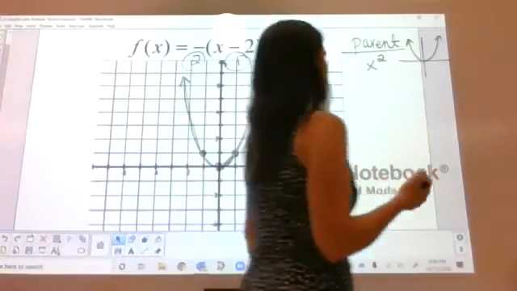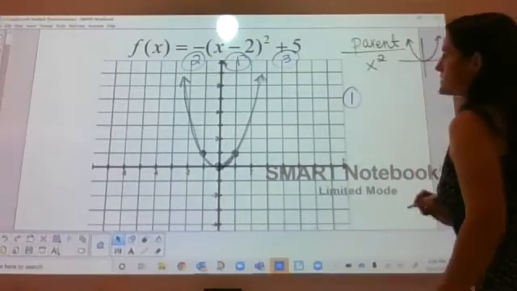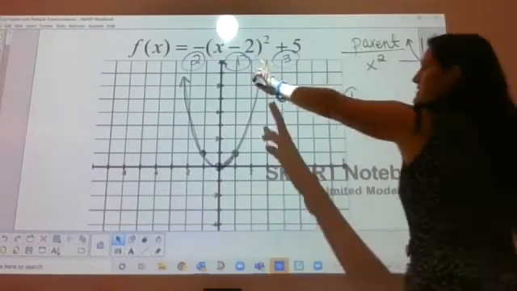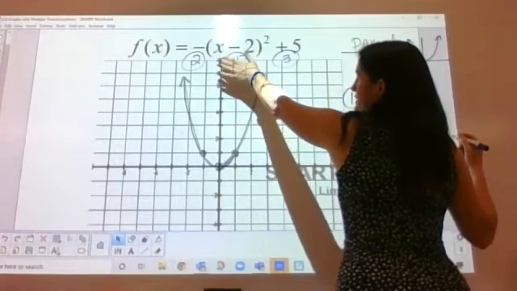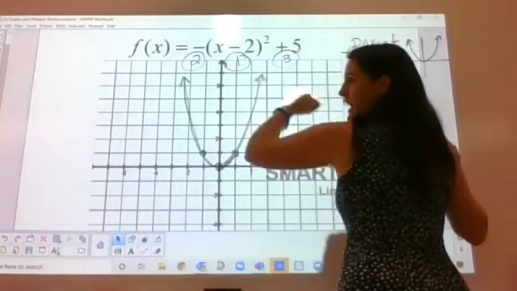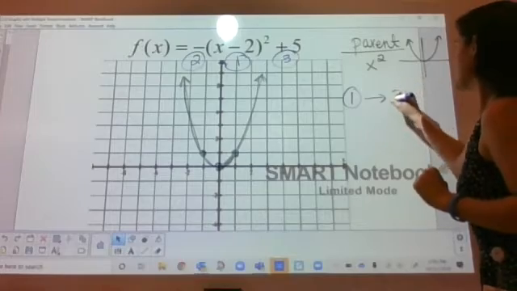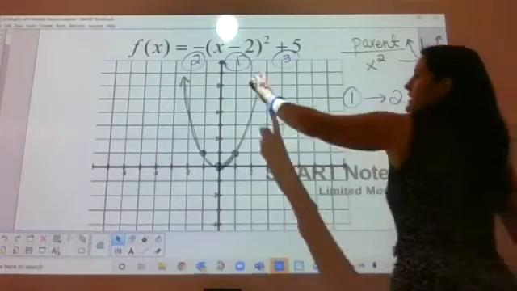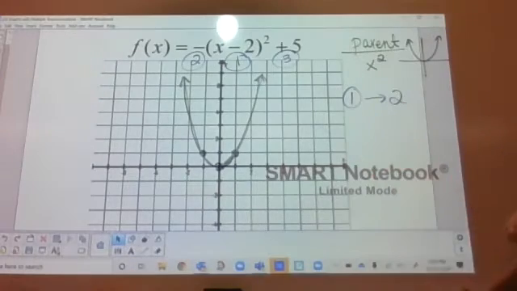So here's our order of transformations. The first one, the inside, is a liar. So it's a -2. It's lying to you. So you're going to do the opposite, which is go to the right 2. You're not subtracting 2 from x, you're doing the opposite, which is right.